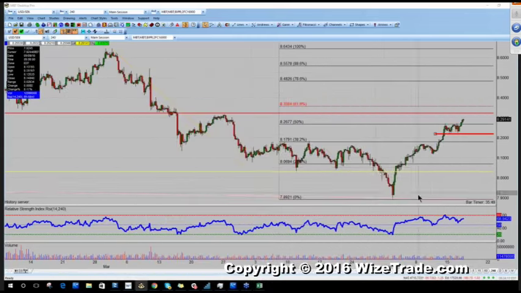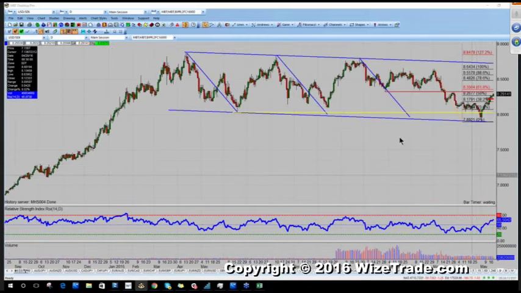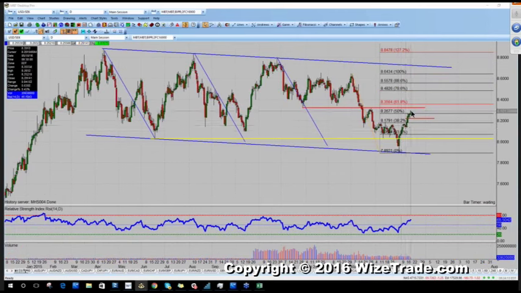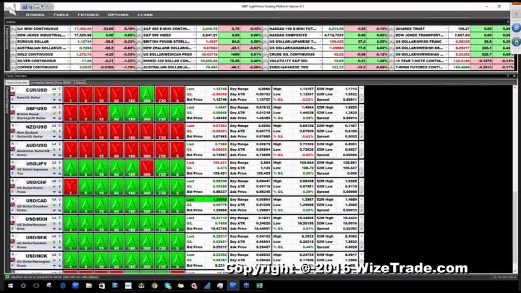You know, we went from creating a hammer on the weekly to a big bullish reversal. So don't stand in the way of that. Come on, pound. Come on down. I'm actually positive in my euro short. Yay! Canadian new highs.